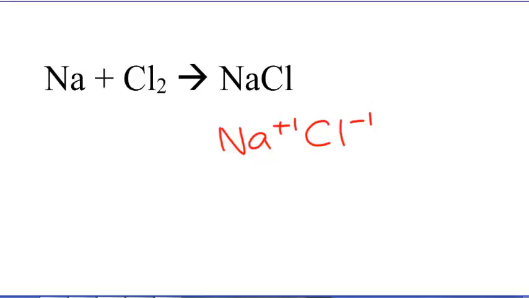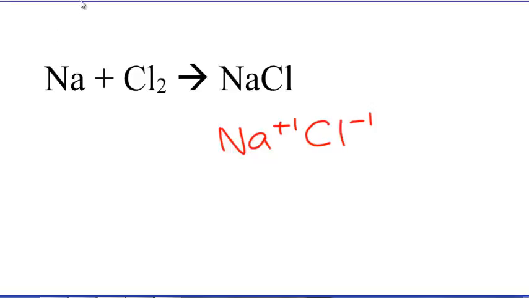If this were a covalent compound, you could not necessarily predict what it would be because covalent compounds are going to be determined by how many of each type of atom there are. Now, once we have this compound, it's important to balance it as well.